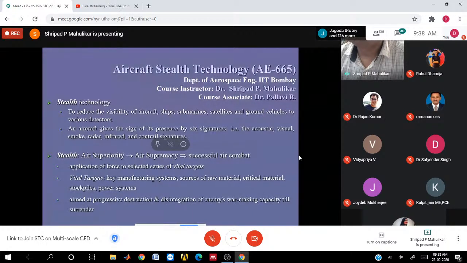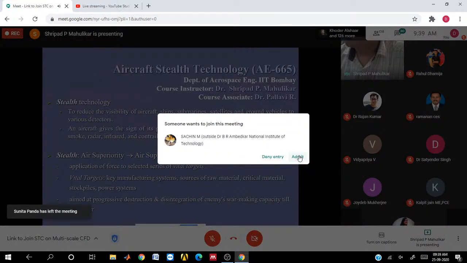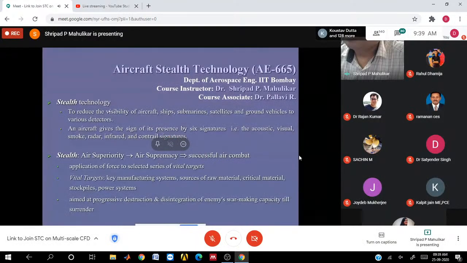Now, the aim of stealth is to reduce the visibility of aircraft, ships, submarines, satellites, ground vehicles, including trucks, including the military personnel. If you see the uniform of the soldiers, there are some plants on the uniform. So the idea is basically to match the uniform with the background so that the soldier is not seen. Here I may just clarify, this visibility is not just to the eyes, but also to other means of detection, which may be even more sensitive than the eyes. Like what we will be slowly covering, the radar, the infrared, as an example.